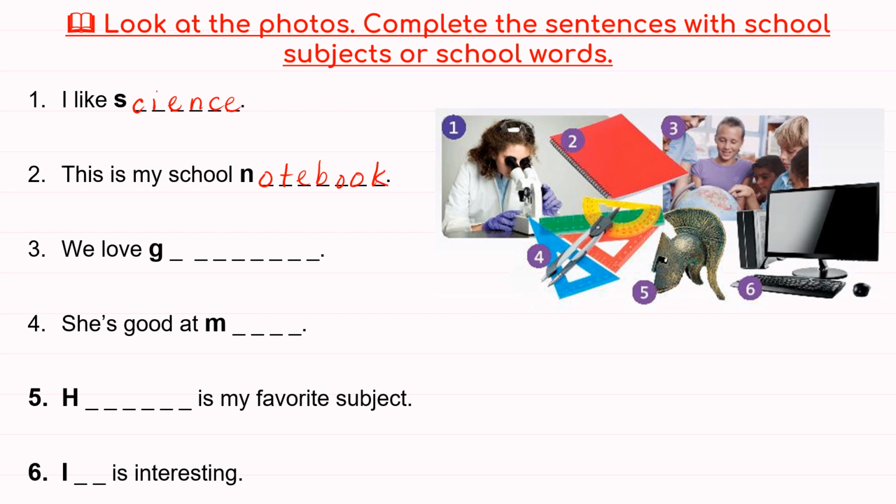Number 3. We love. Look at picture number 3. This word starts with the letter G. So, what do we love? Yes, very good. We love geography. Number 4. She's good at. Look at picture number 4. This word starts with the letter M. Good job. Maths. She's good at maths.